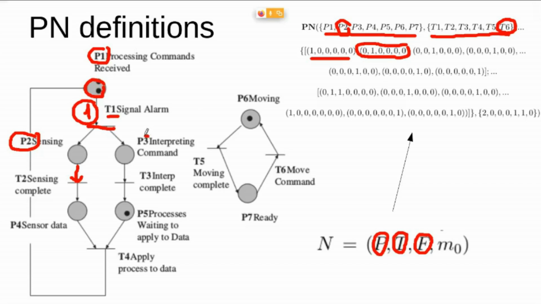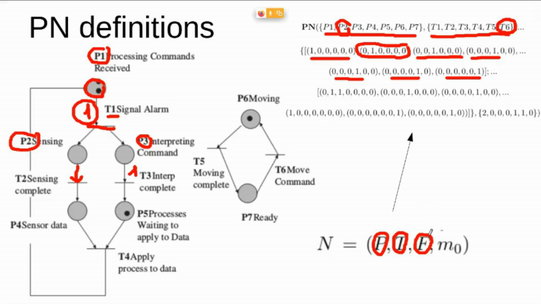What about P3? The same goes for P3. P3 is only connected to T3. So for P3, we have only a connection to T3 with a default weight of 1 because there is no number in here. The same goes for P4, 5, 6, and 7 because all the places are only connected to a single transition.